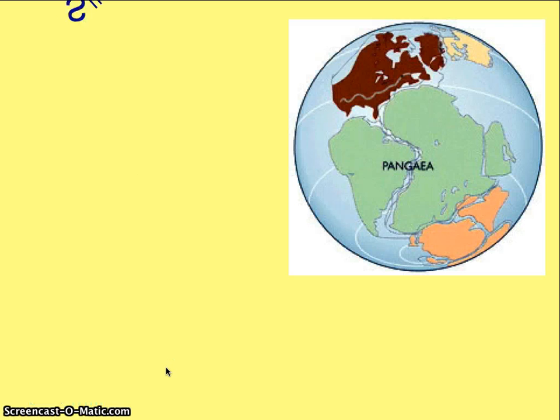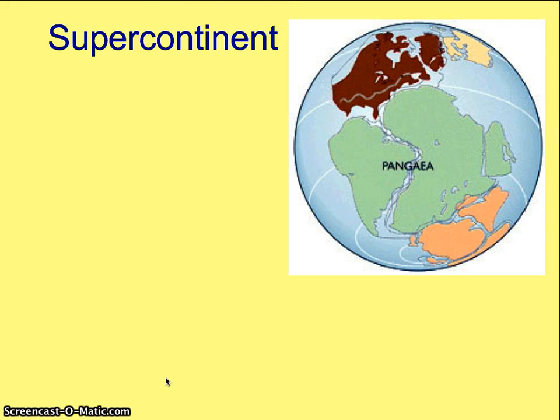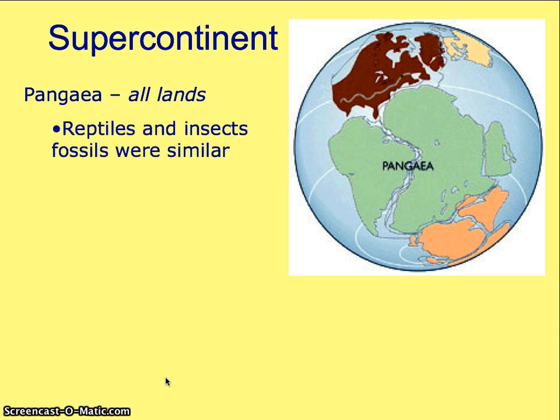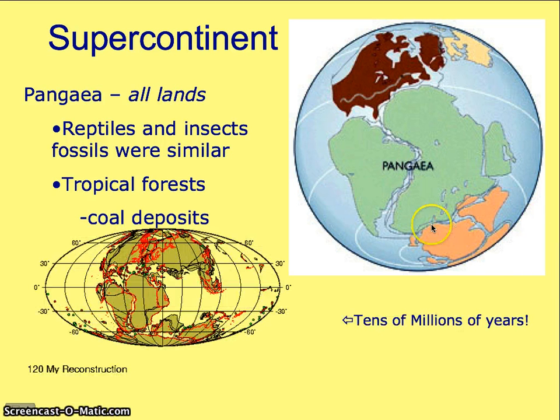So if we look at what Earth looked like 300 million years ago, we see that it has a supercontinent known as Pangaea. And Pangaea means all land. In this Pangaea, the reptiles and insects were very similar. There were tropical forests, coal deposits within all of these areas.